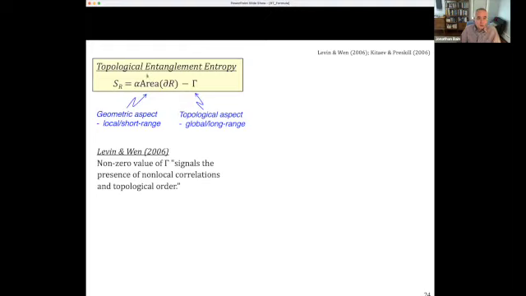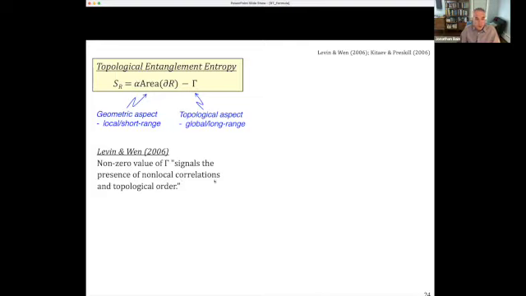The formula for geometric entanglement entropy encodes a geometric aspect of entanglement entropy, presumably in the form of local short-range correlations. And Levin and Wen and Kitaev and Preskill suggest we also need, in addition, a term representing a topological aspect of entanglement entropy, a topological contribution to entanglement entropy that encodes perhaps non-local global long-range correlations. And this is the intuition of Levin and Wen, right? They suggest that a non-zero value of this gamma term, quote, signals the presence of non-local correlations, which they go on to characterize as topological order.